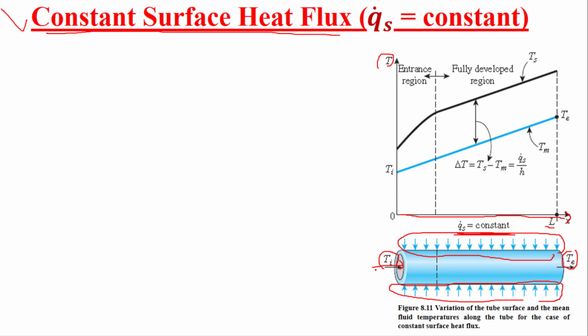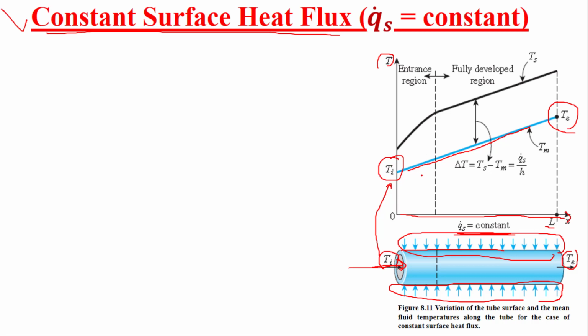From 0 to L, the fluid temperature is the curve in blue, and the surface temperature of the tube is in black. Now, why is the curve of the fluid temperature profile linear? It starts from the inlet temperature, the mean inlet temperature, and it exits with the T exit mean, but the profile is linear.